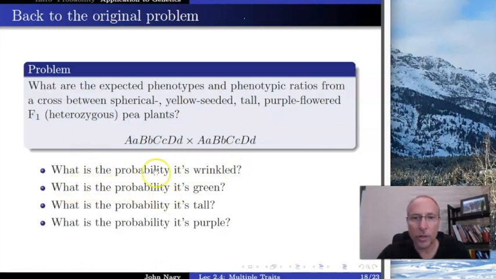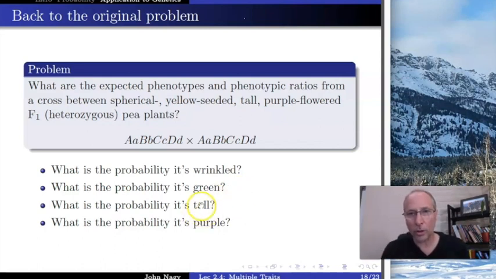What's the probability it's green? Now we're just looking at the B's, ignoring the A's, C's, and D's. Same thing. Green is recessive. Therefore, the probability is 1/4. Make sure you understand that statement before we continue on. Stop the video, go back, and make sure you go through it. Because if you don't understand what I'm saying, then the rest is going to be gibberish.